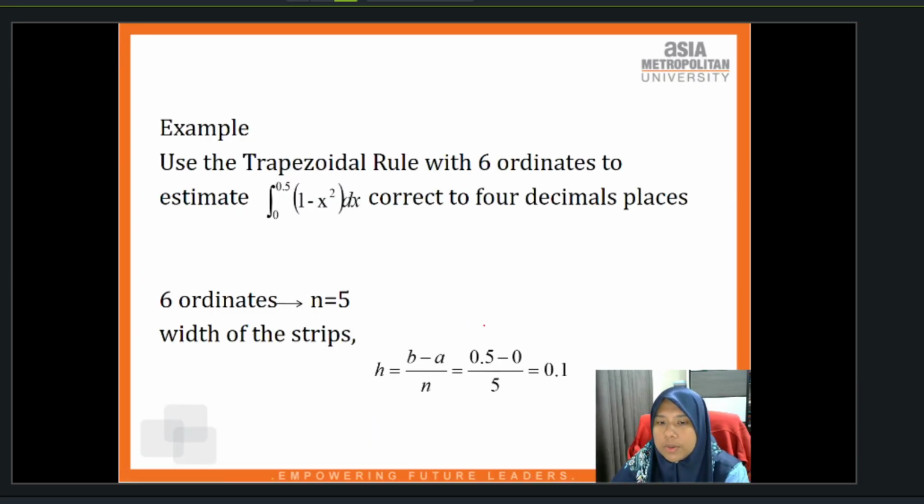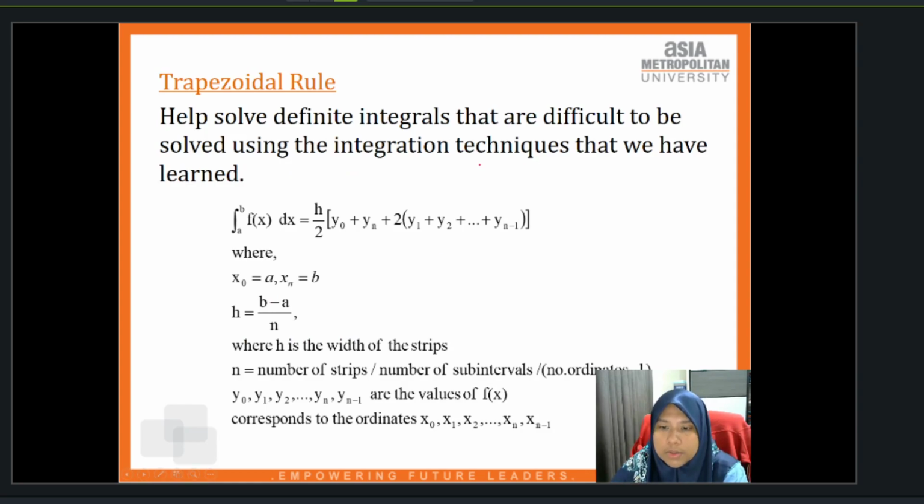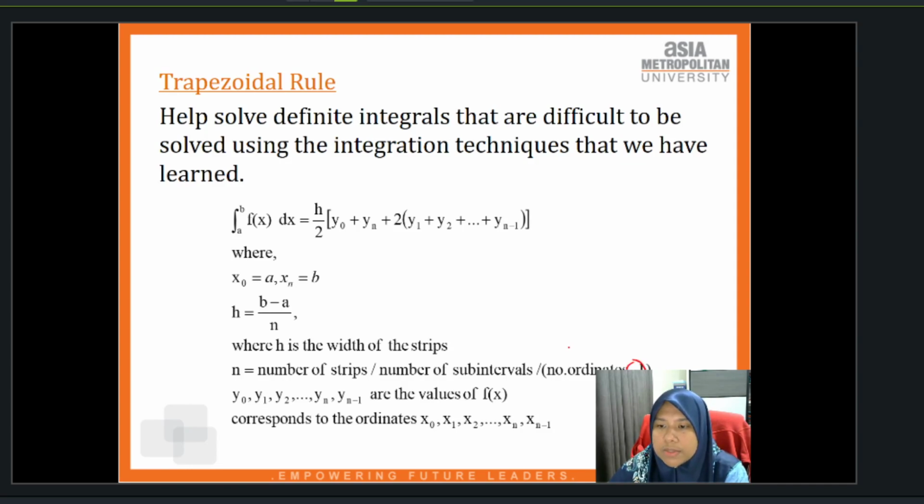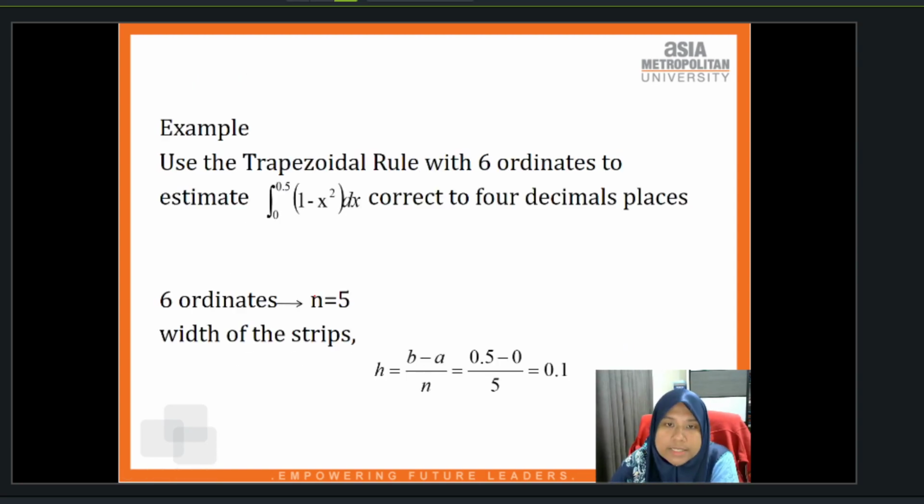Alright. So where was I? Okay, the number of ordinates: ordinate 1, 2, 3, 4, 5, 6. So the number of ordinates minus 1: 6 minus 1, which is 5. Alright, so let's do this example.